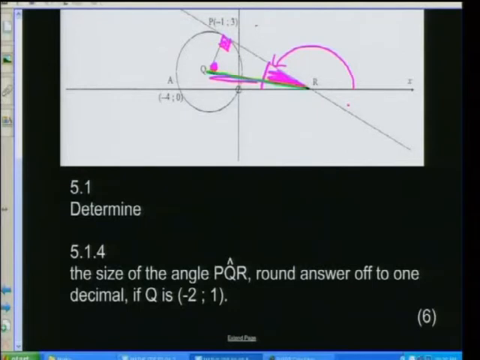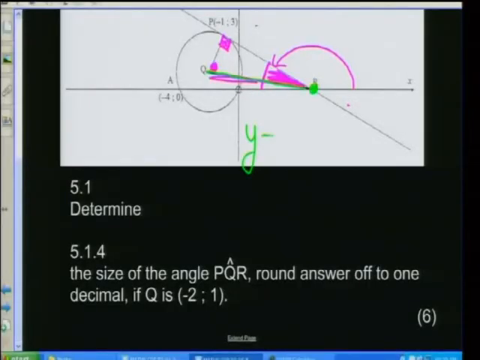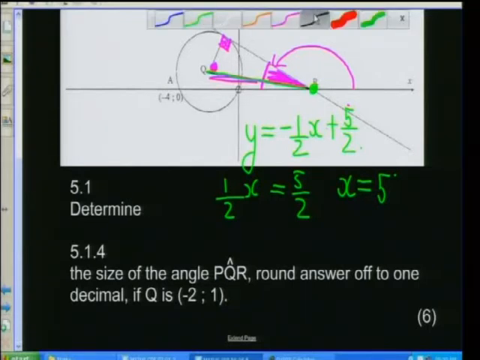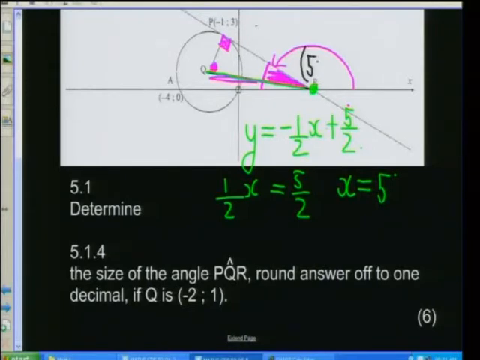So I'm going to start off by calculating the coordinates of point R. Now, point R is the x-intercept of my tangent, and I know that the equation of my tangent is y is equal to minus a half x plus 5 over 2. Now, to get the x-intercept, I'm going to make y 0. Let's move the half x over. And multiplying through by 2, I get that x is equal to 5. So R is the point x is 5 and y is 0.